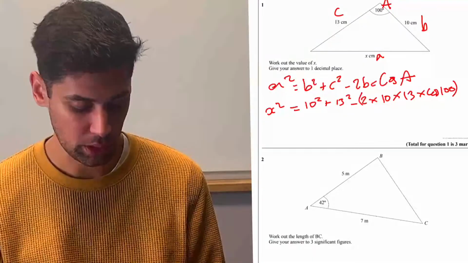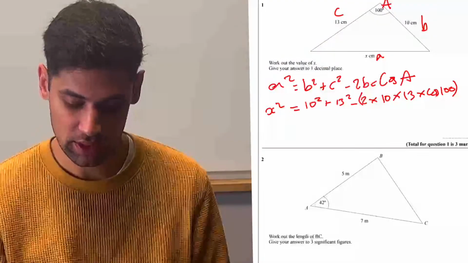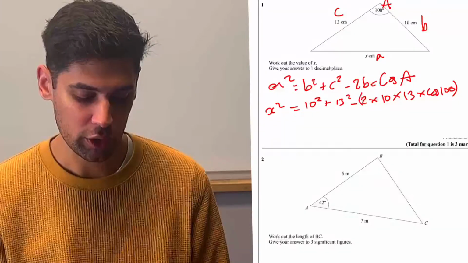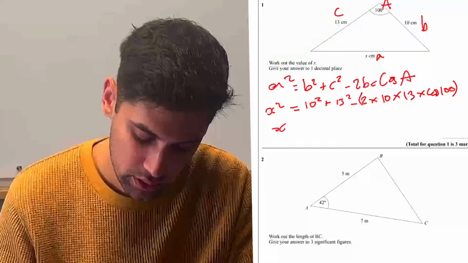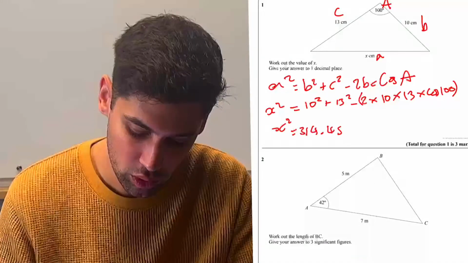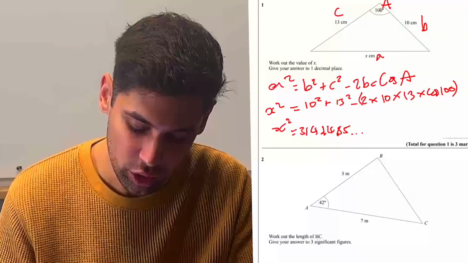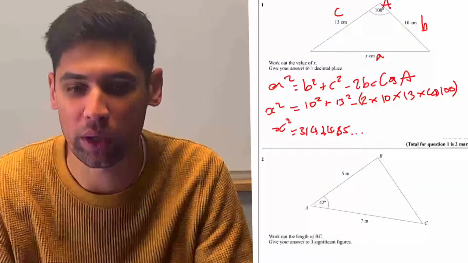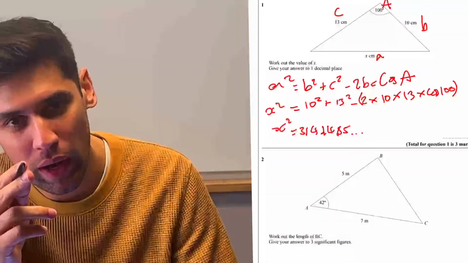10 squared plus 13 squared minus brackets 2 times 10 times 13 times cos 100. And we get x squared equals 314.148 dot dot dot. And you look at it and say, how can that length be 314 point something? The other ones are 10 and 13, it can't be. Well, it's because you haven't square rooted it.